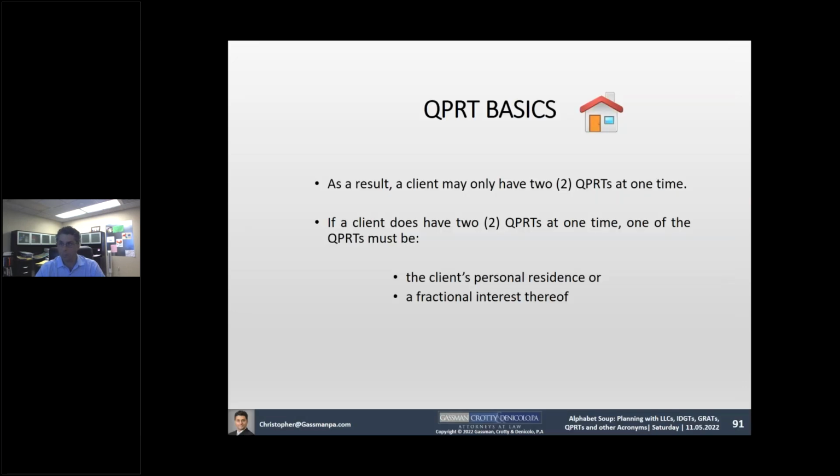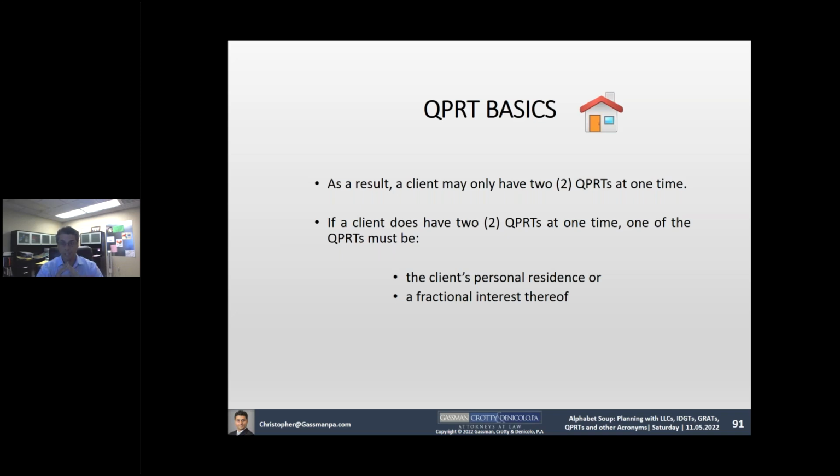A couple of things on a QPERT. It's a trust that also is created by statute, so there are rules that have to be complied with. It can only be funded for a personal residence, and it can only have 2 QPERTs at any one time. Now, a fractional interest in the personal residence can be contributed, meaning that in my example earlier, that 50% interest in the residence, that's a common technique. So we would have a married couple who would divide their residence up into 50% tenants in common interests and have each of them fund QPERTs for the benefit of their descendants.